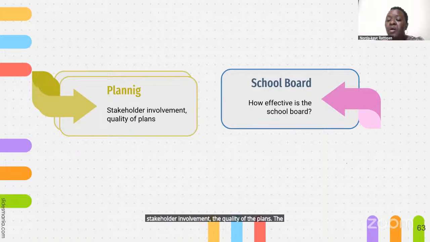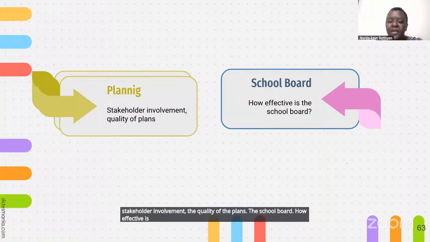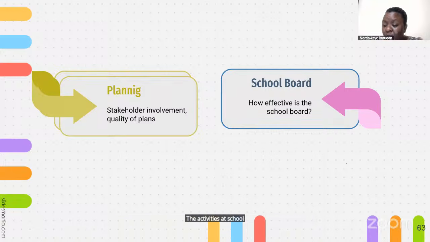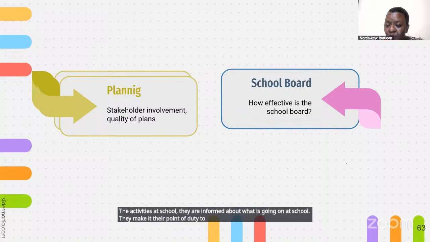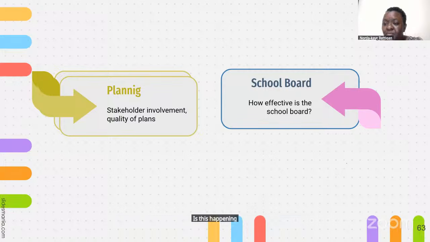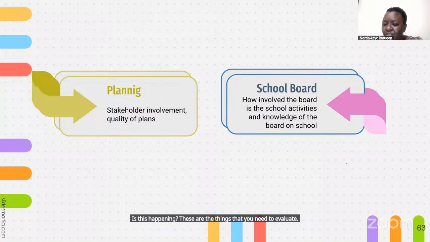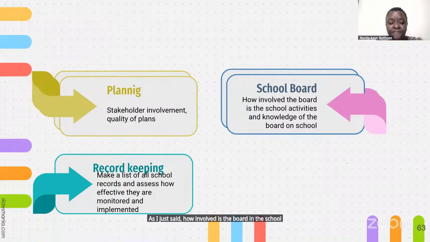The school board, how effective is your school board? Are they involved in your school? Are they a part of your SIP team? Is your chairman and the other members of the school board involved in the activities at school? They are informed about what is going on at school. They make it their point of duty to find out what is going on. They're knowledgeable about their school. Is this happening? These are the things that you need to evaluate. As I just said, how involved is the board in the school activities?